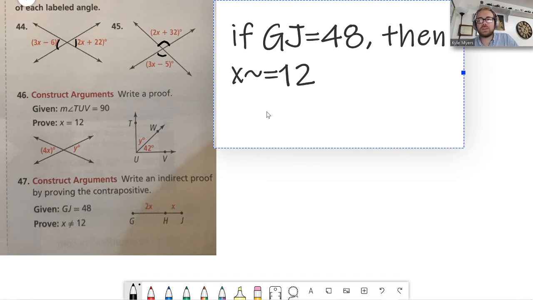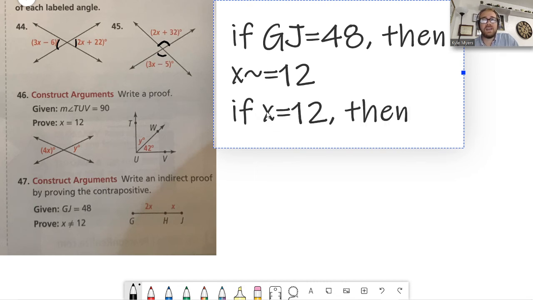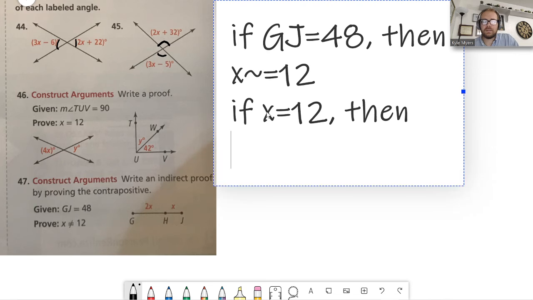The individual things. So, if x is indeed equal to 12, then Gj is not equal to 48. Okay. So if Jg is equal to 48, then x is not equal to 12. That's what they're saying. If I flip it and negate it, I get if x is equal to 12, then Jg is not equal to 48. So that is what we are trying to do.